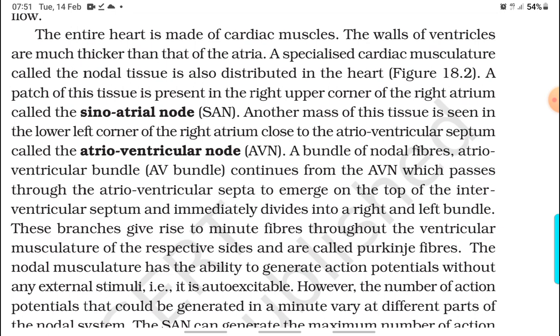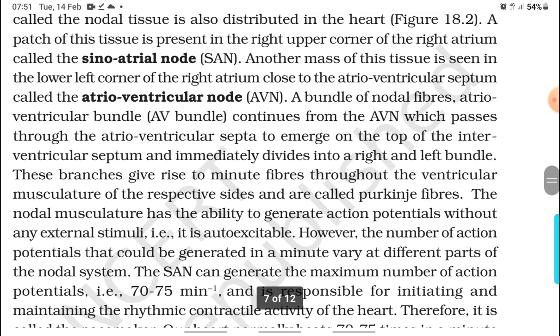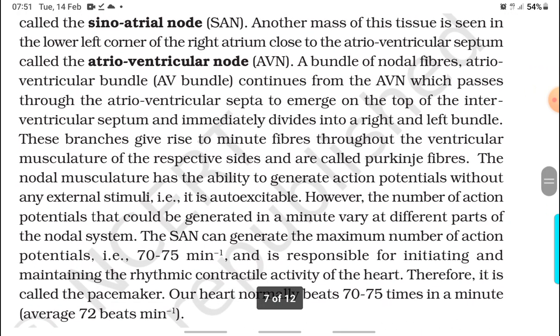A bundle of nodal fibers, the atrioventricular bundle or AV bundle, continues from the AV node, passes through the atrioventricular septa to emerge on the top of the interventricular septum, and immediately divides into a right and left bundle. These branches give rise to minute fibers throughout the ventricular musculature of the respective sides and are called Purkinje fibers. The nodal musculature has the ability to generate action potentials without any external stimuli, that is, it is auto-excitable.